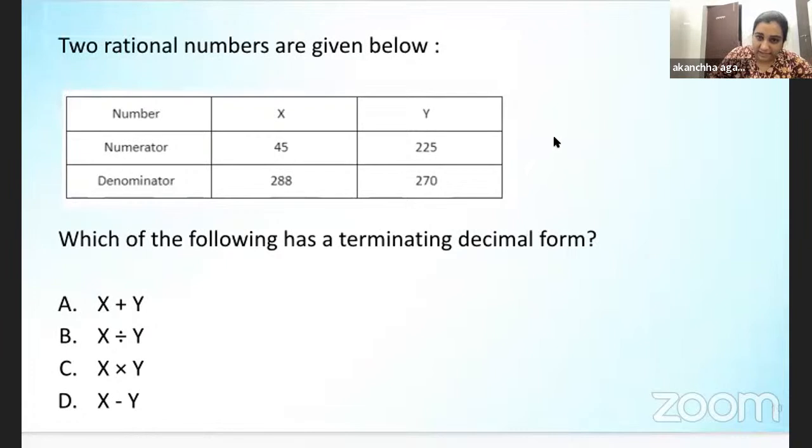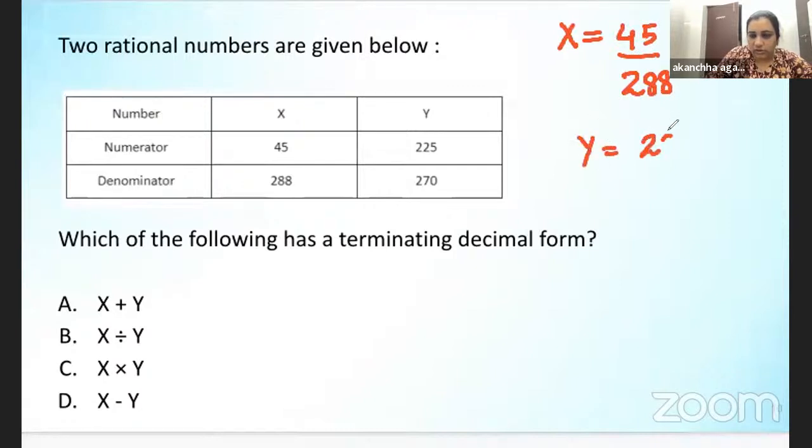So what are they saying? They're saying that there are two rational numbers. We know what rational numbers are. Rational numbers are numbers that can be expressed in the form p by q, where p and q are both integers. So here they have given us x, which is equal to 45 over 288, and y is equal to 225 over 270.